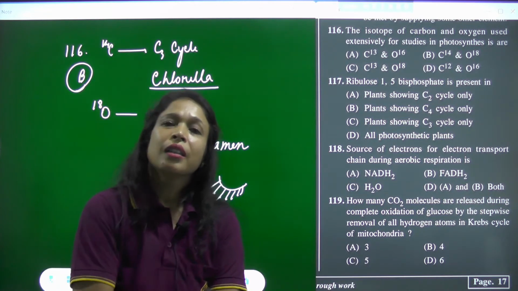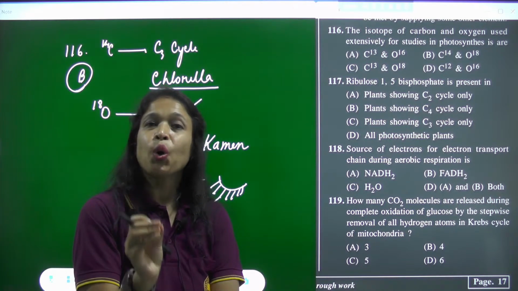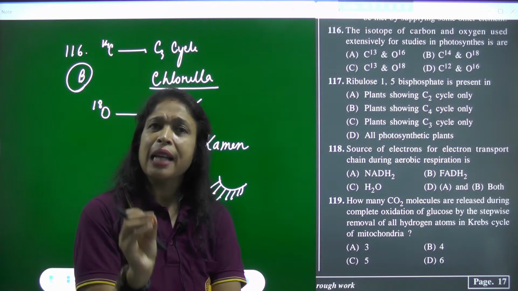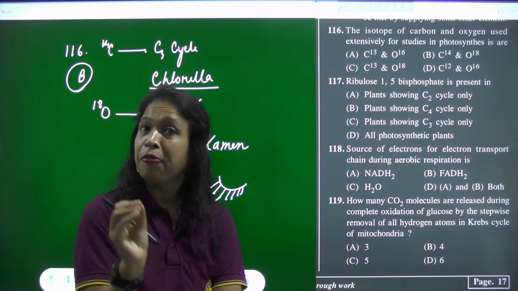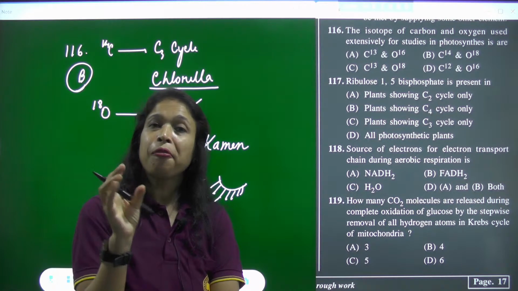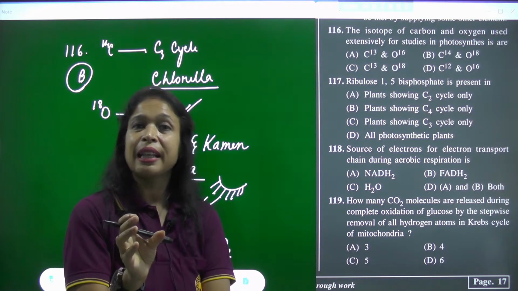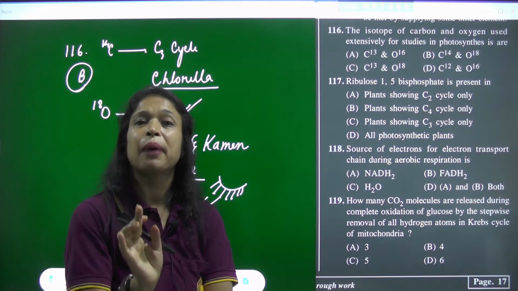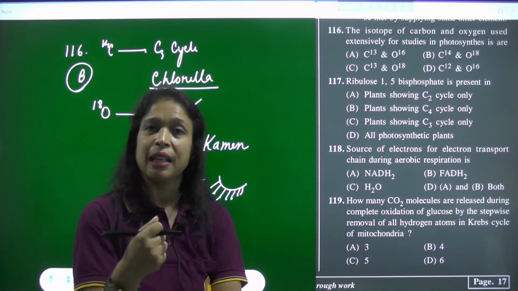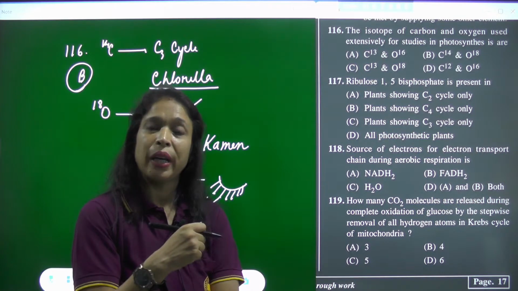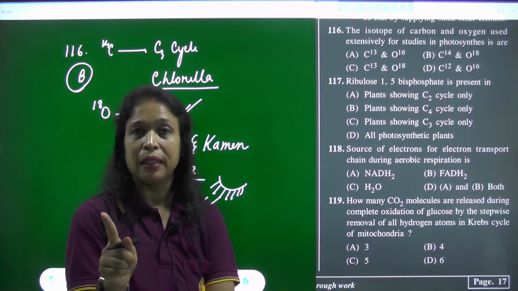It is the common cycle, it is the universal pathway shown by every category of photosynthetic plant. Any photosynthetic plant will produce sugar. Sugar synthesis is performed only by Calvin cycle. Calvin cycle is the common pathway for sugar synthesis for any category of plant.